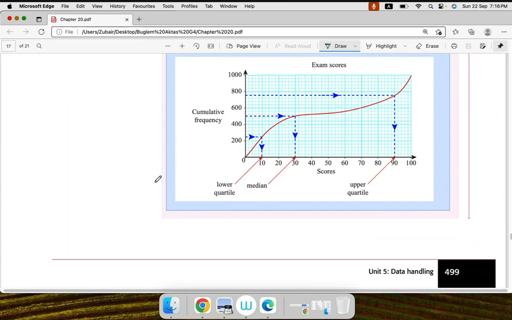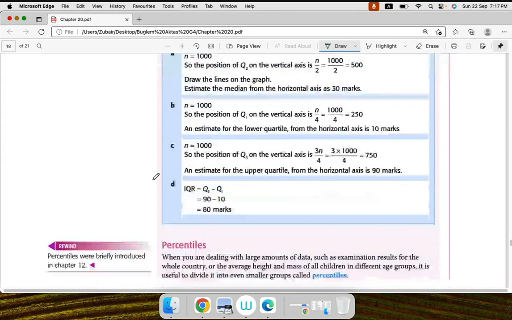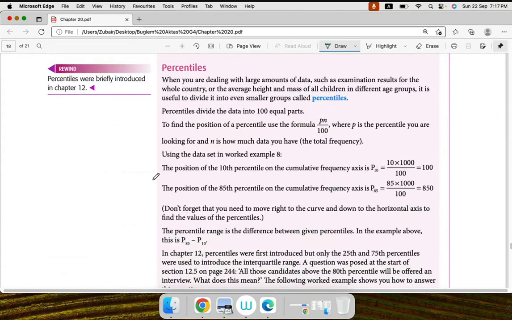So let's see what we have next. This is just the solution of the previous question. Percentiles. Now, in the exact same manner as we did, just a quick revision. What percent was Q1? Q1 is 25%, Q2 is 50%, and Q3 is 75%.